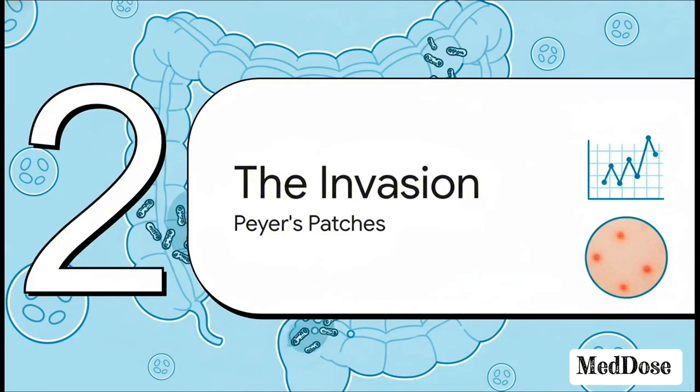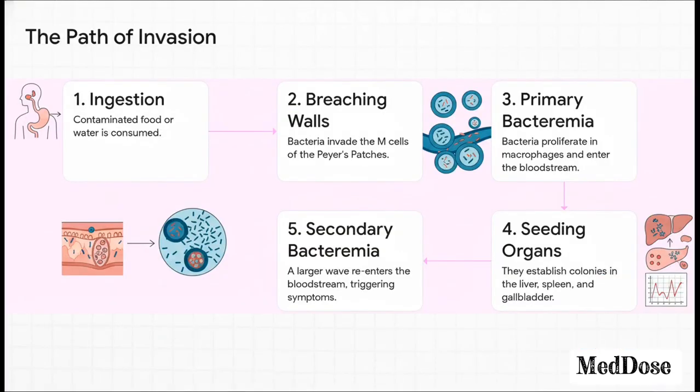And the story of this invasion begins at a very specific place, the Peyer's patches. Let's trace the path. After someone ingests contaminated food or water, the bacteria make a beeline for the Peyer's patches in the small intestine. Think of these as the weak points in the castle wall. They invade these patches, get scooped up by immune cells called macrophages, and then they basically hijack them for a ride into the bloodstream. That's wave number 1, the primary bacteremia.